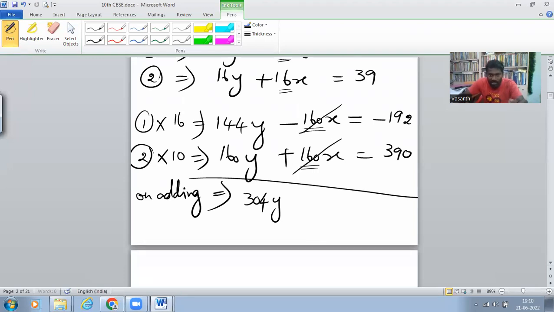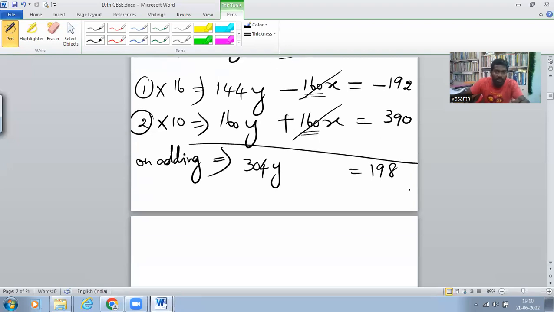That is 0, which is equal to minus 192 plus 390, that is plus 198. So we got 304 into y is equal to 198. Now we have to find the value of y. So y is equal to 198 divided by 304, since 304 is in multiplication with y and is taken to the opposite side, it becomes division. Now we have to reduce this.